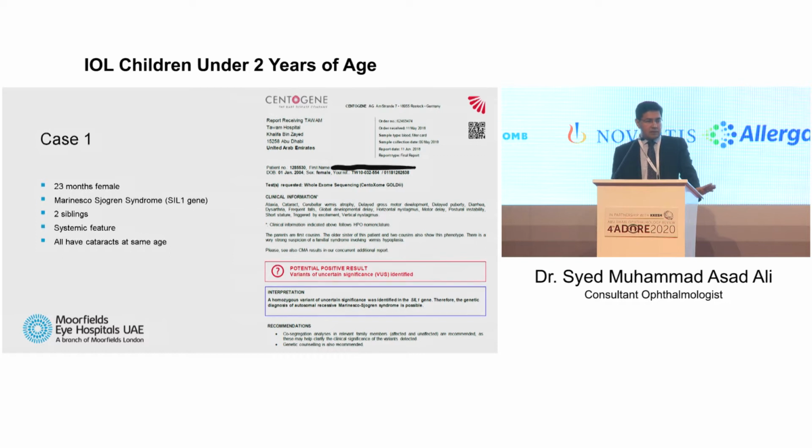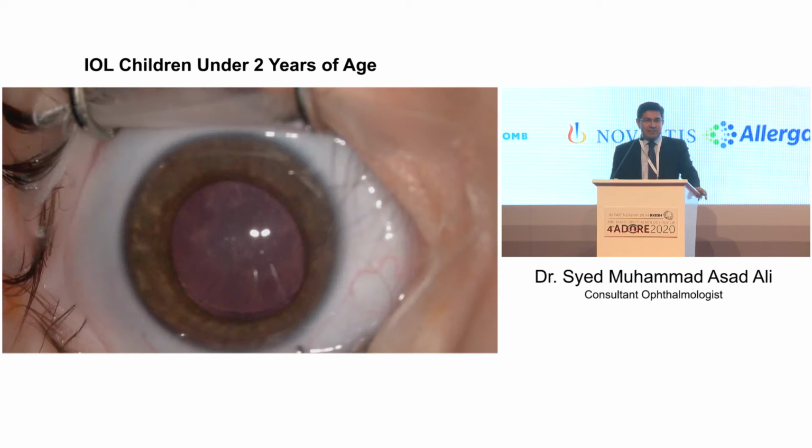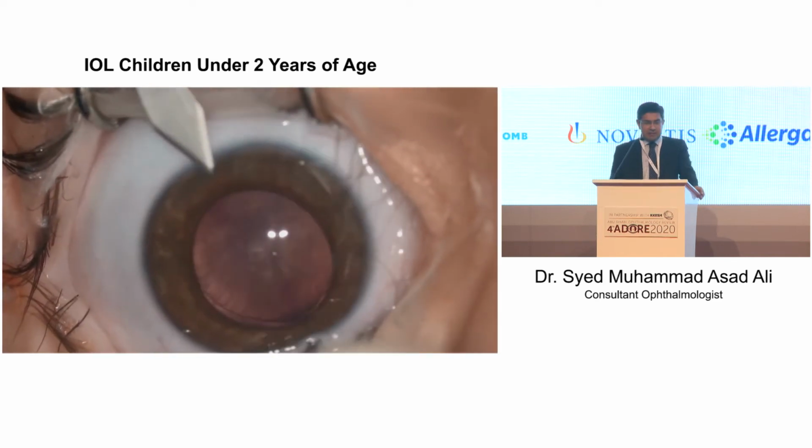First one is a 23-month-old female with Marinesco-Sjögren syndrome, SIL1 gene. The two siblings have the same condition, and the report is from the elder sister. She has systemic features of ataxia and motor developmental delay. The cataract developed exactly at 2 years in all the siblings. The father happened to be a pediatrician, so he got an ophthalmoscope and was checking regularly, and all the children developed it at exactly the same time, just before the second birthday.